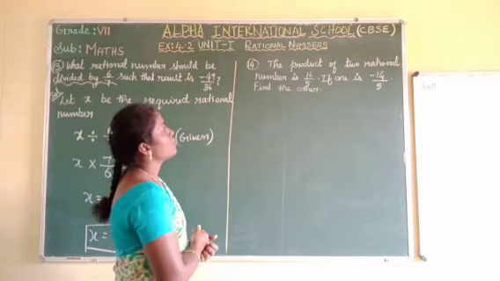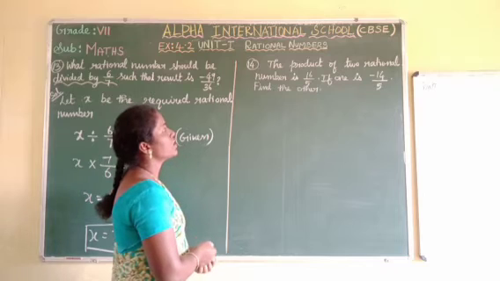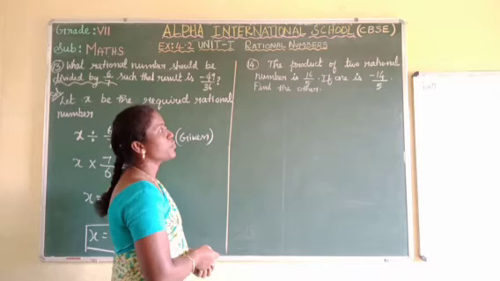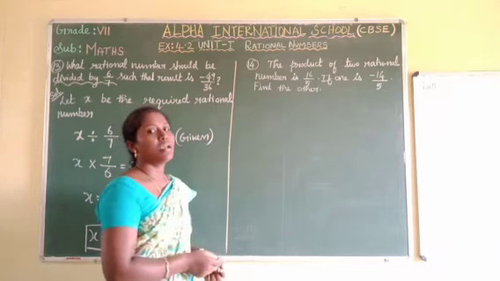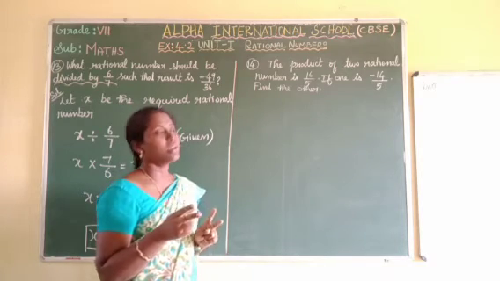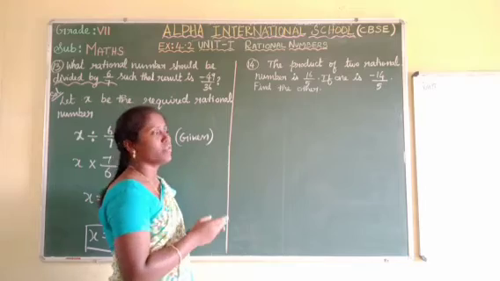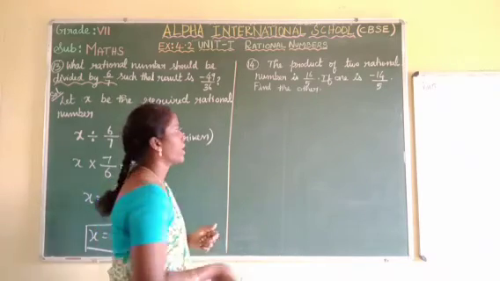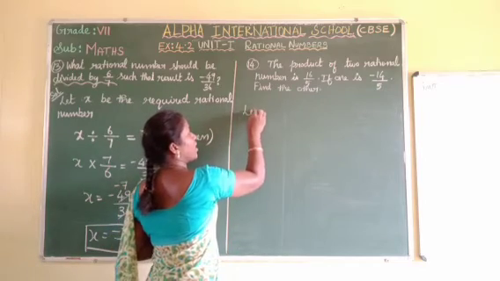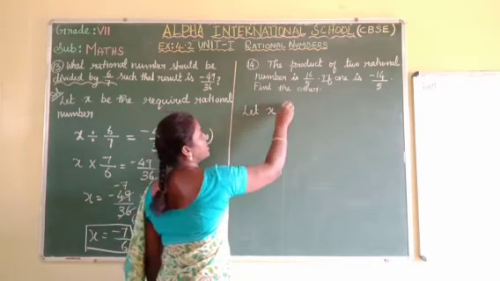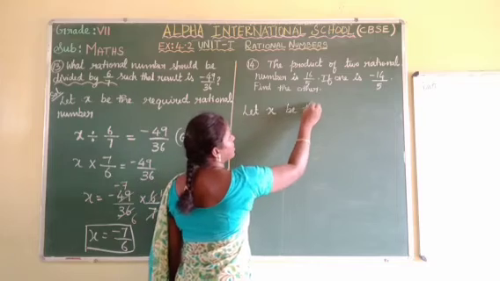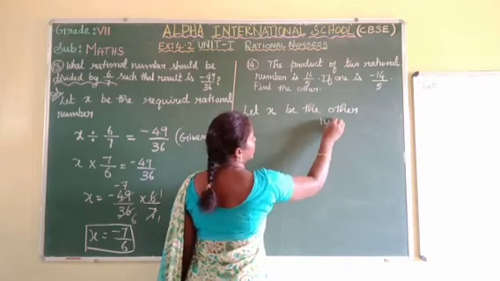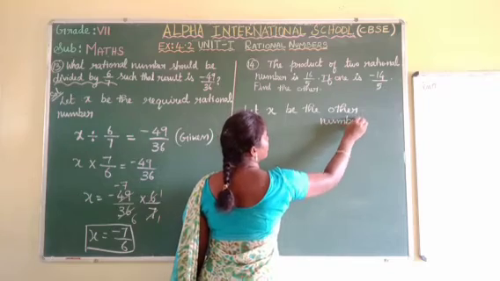Now see the 14th problem. The product of two rational numbers is 16 by 5. If one is minus 14 by 5, find the other. By multiplying the two rational numbers, they got the value 16 by 5. One number is given in the question, we have to find the other number. Again, we have to keep a variable, so let x be the other rational number.